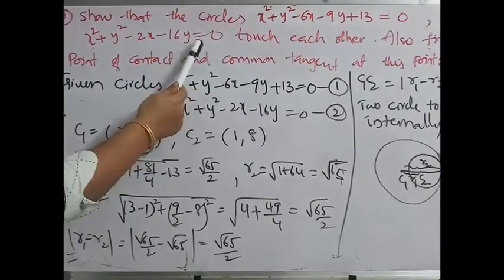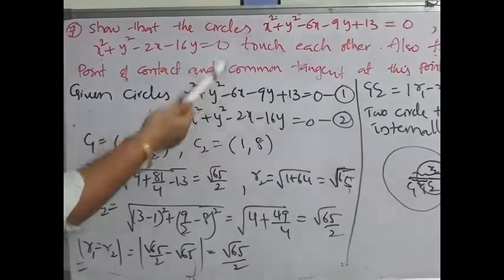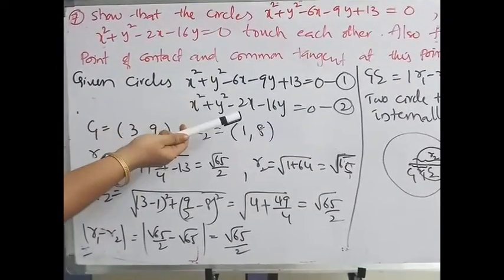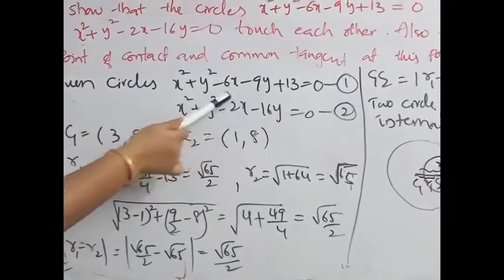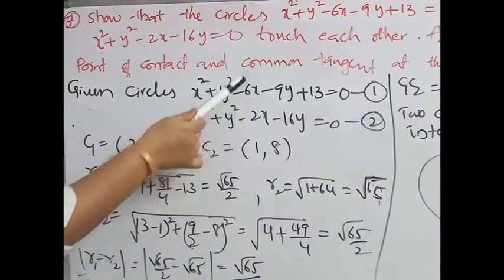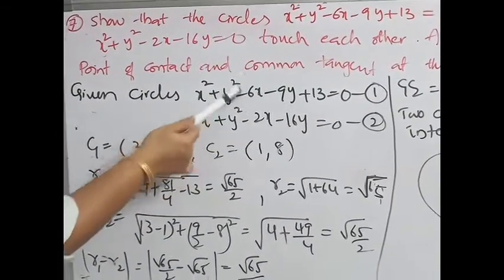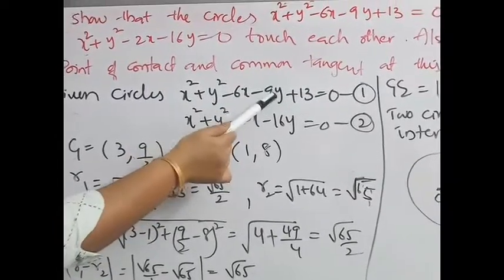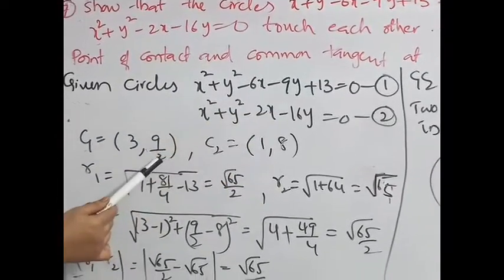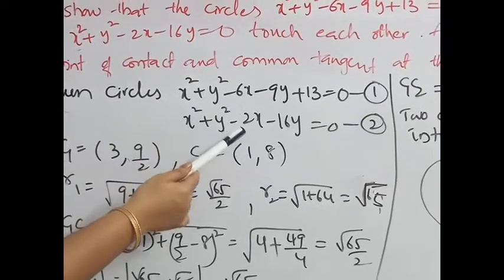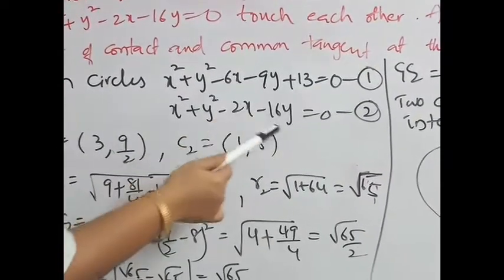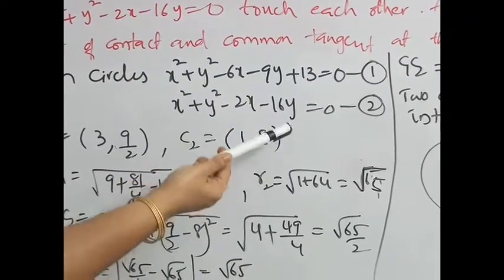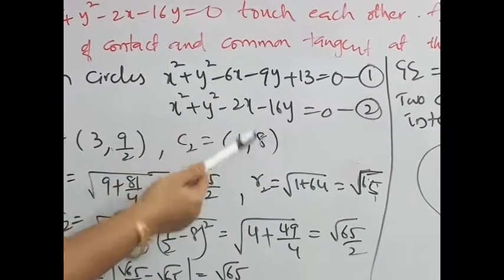When two circles are given and we need to find whether they touch each other or not, what do we need to find out first? Two centers and two radii. So given two circles, from the first circle the center is (-g, -f), that is minus 3, 9 by 2, so g means 3 and minus f means plus 9 by 2. C2 means minus 1 is g, so 1 is minus g, and minus f is minus 8, that is f is 8.